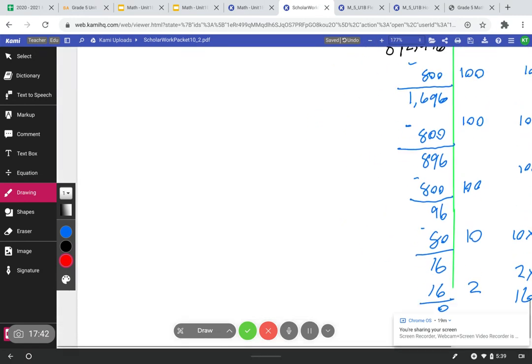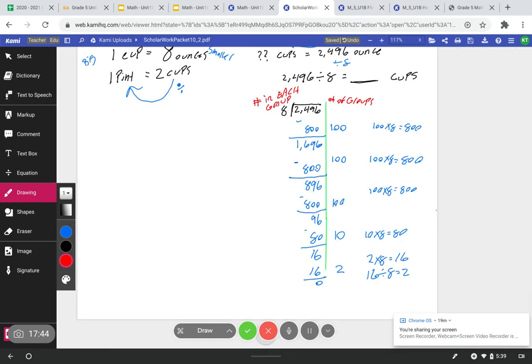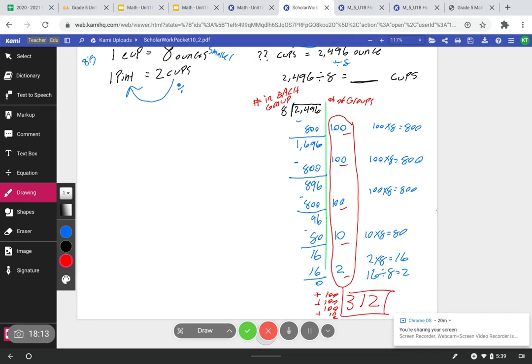So the green line, the numbers right here on this side of the green line, that's our total number of groups. So how many groups do we have? 100, 100, 200, 300, 310, 312. So we add all these up, 100, 100, 100, 10, 2. We add these up, and that gives us the total number of groups.